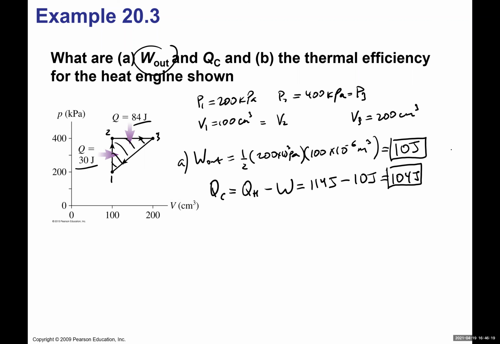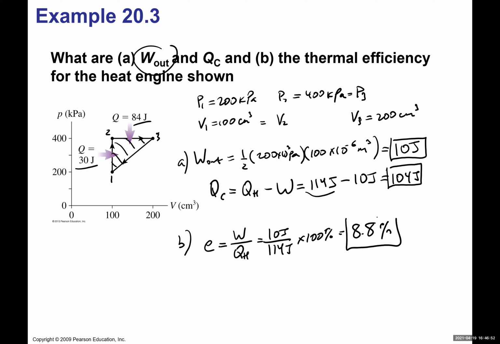All right, part B asks, what is the thermal efficiency for this heat engine? We can see right away that it's not very efficient, because out of 114 joules, only 10 joules was converted into useful work. But let's calculate this. Efficiency is equal to work over QH, so 10 joules over 114 joules times 100%. We can calculate this to be 8.8%. So it's a relatively inefficient engine. Only 8.8% of the energy can be converted into useful work.